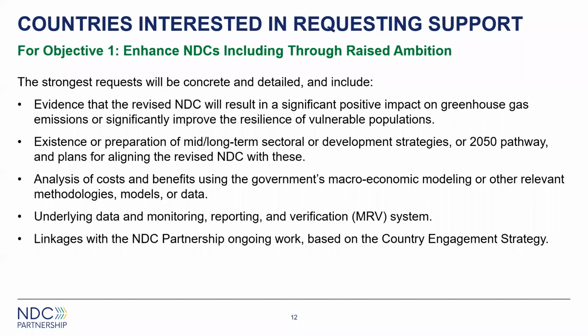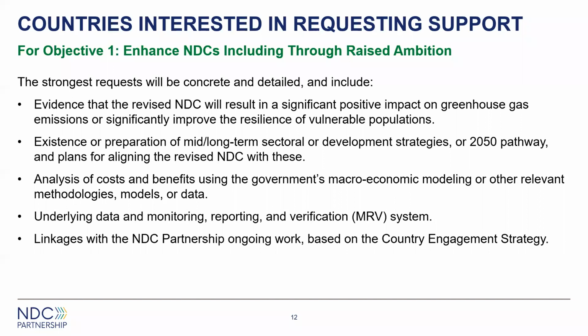So getting into a little bit more specifics in terms of what we want and we expect from countries. For objective 1, in terms of enhancing NDCs, including through raising ambition, we are asking countries to provide strong requests with very concrete and detailed information that will allow potential implementing partners to understand what the request is, so that we can minimize the back and forth in terms of what you are really asking for and what it is that you need. And we're asking them to include evidence that the revised NDC will result in higher ambition in terms of a significant positive impact on greenhouse gas emissions, or in terms of adaptation, in improved resilience for vulnerable populations.